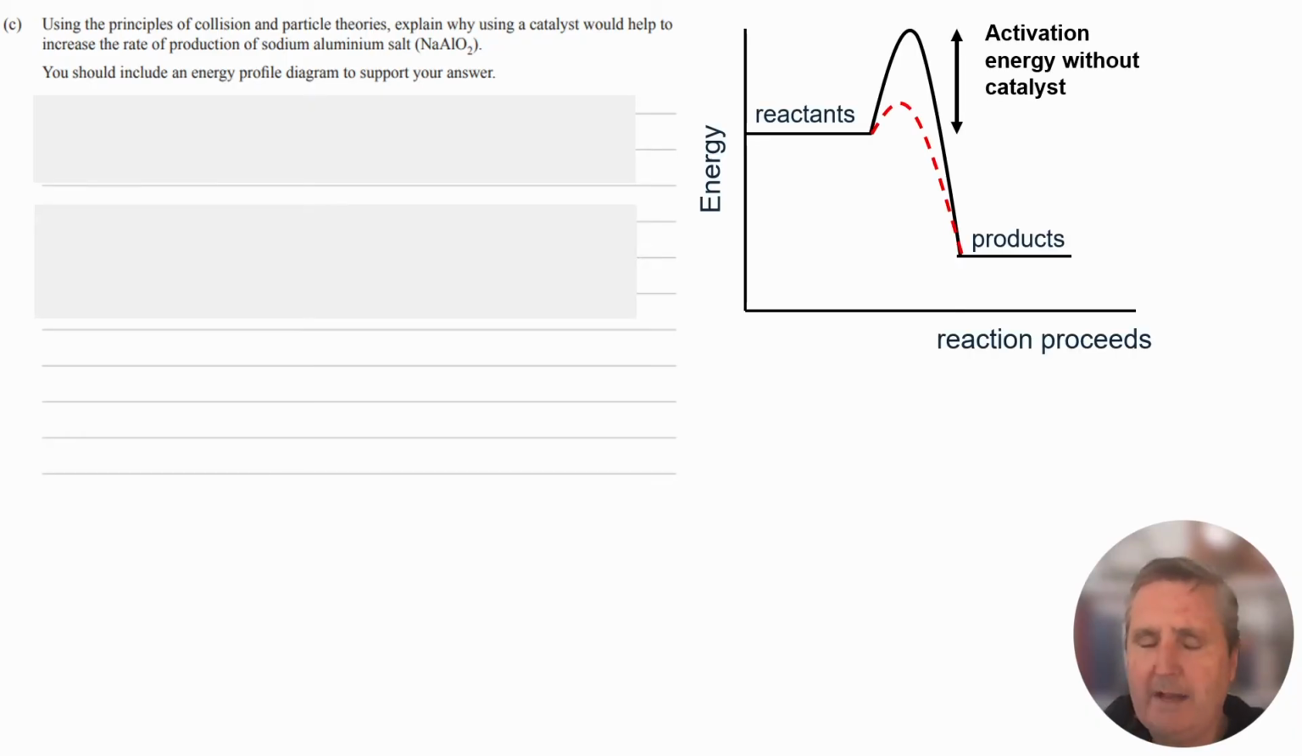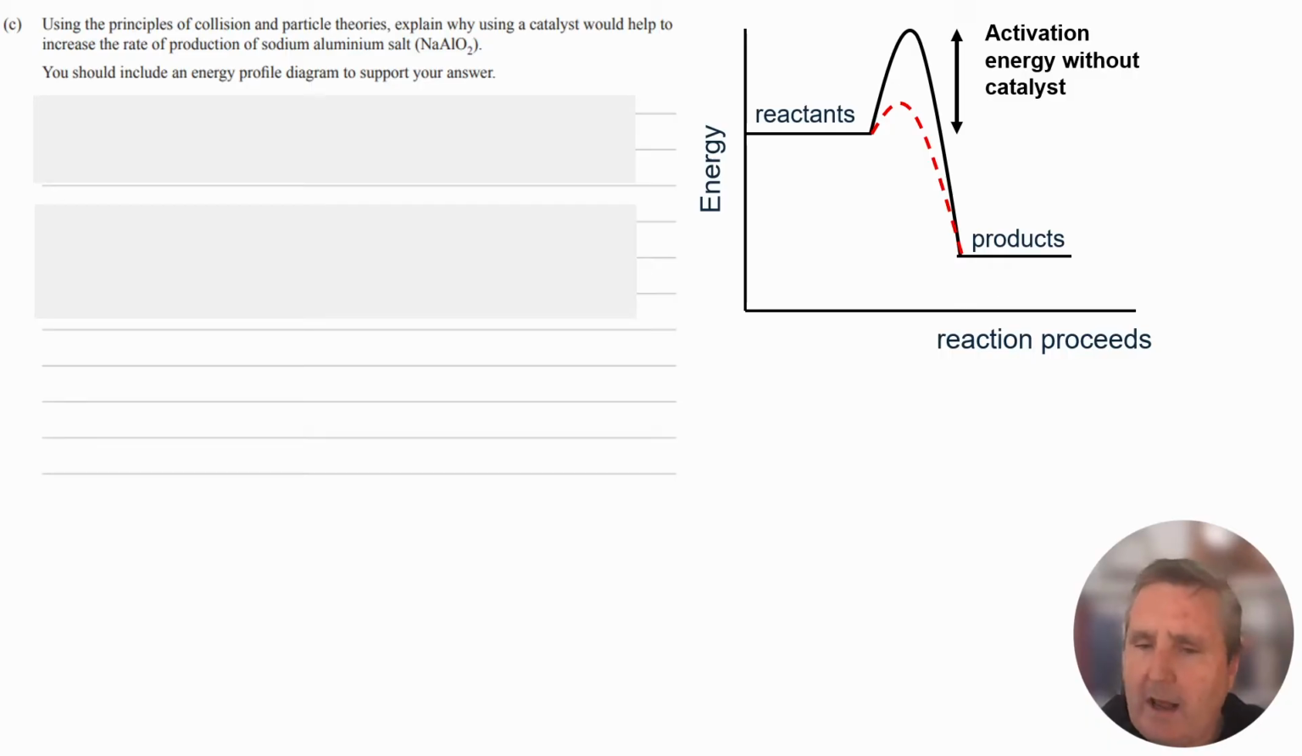So let's draw one here. We've got the energy on the y-axis, and on the x-axis we've got the reaction as it proceeds. I draw the reactants and products. This is very similar to the type of graph that we would have drawn in our achievement standard 91164, apart from we've put this activation energy hump here.